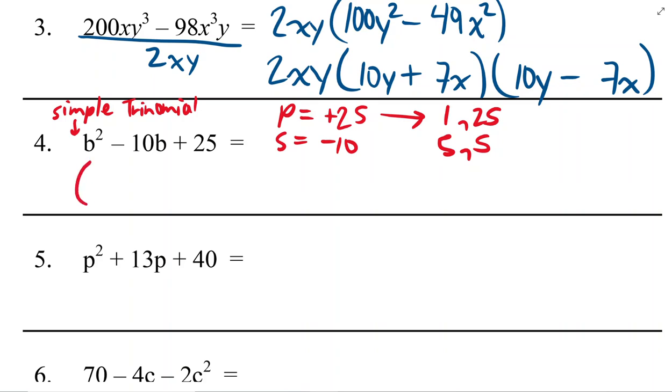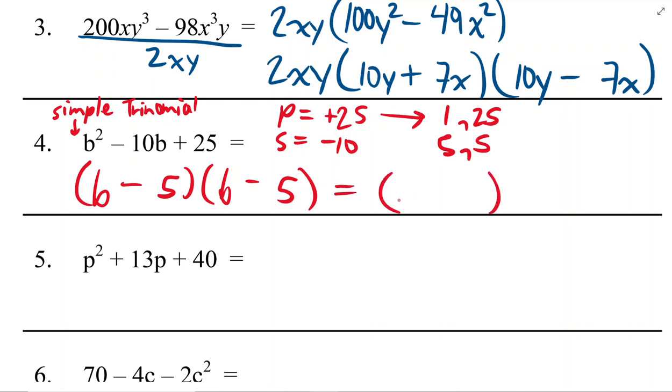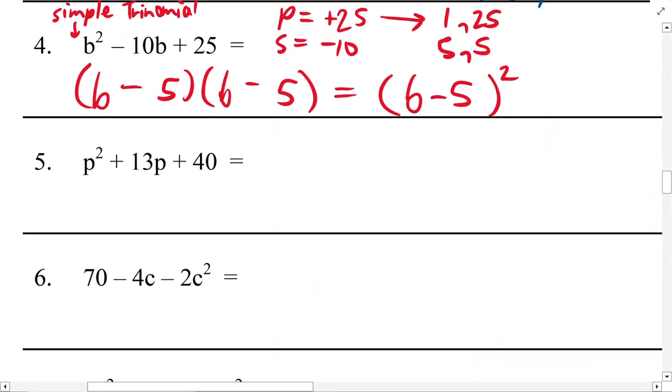5 and 5. So the first term is b. That's how we get the b squared. And then we go 5 and 5. What about our signs? What combination of signs multiply to a positive and add to a negative? Yeah, 2 negatives. But you're probably not going to see this as an answer on the multiple choice test, because you're going to see b minus 5 squared. Got to use your exponent rules. All right, next one.